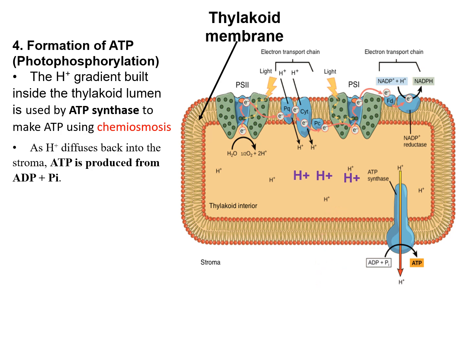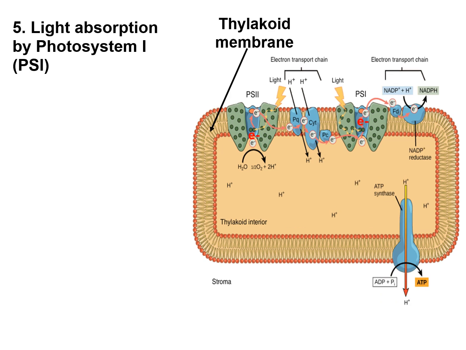Let us see this process again. Hydrogen pumps back towards the stroma. This helps to generate ATP. Then the fifth step is light absorption by photosystem 1. Like photosystem 2, photosystem 1 has the ability to absorb light energy.